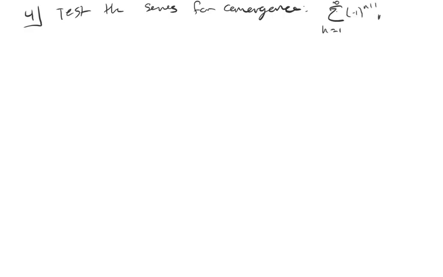Okay, last one, or second to last one, sorry. Test the series for convergence. And the series is the sum from n equals 1 to infinity of minus 1 to the n plus 1, n e to the minus n. Okay, again, we have an alternating series. Might want to see if it passes the alternating series test.